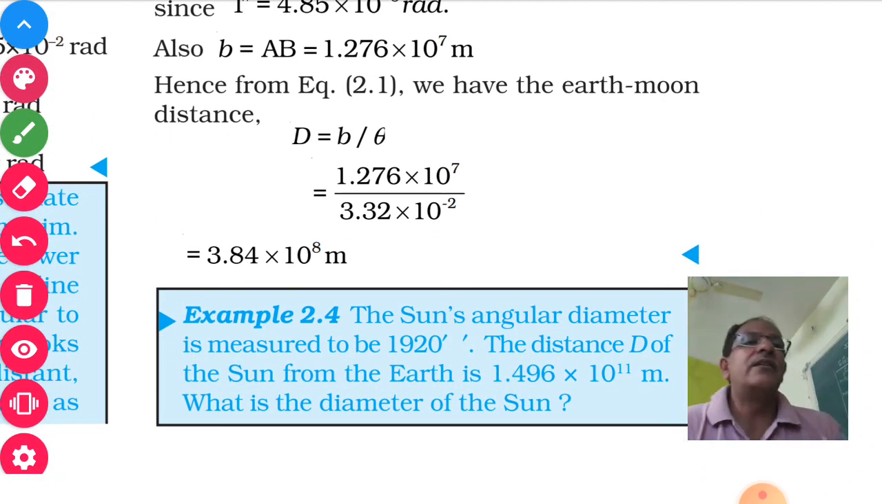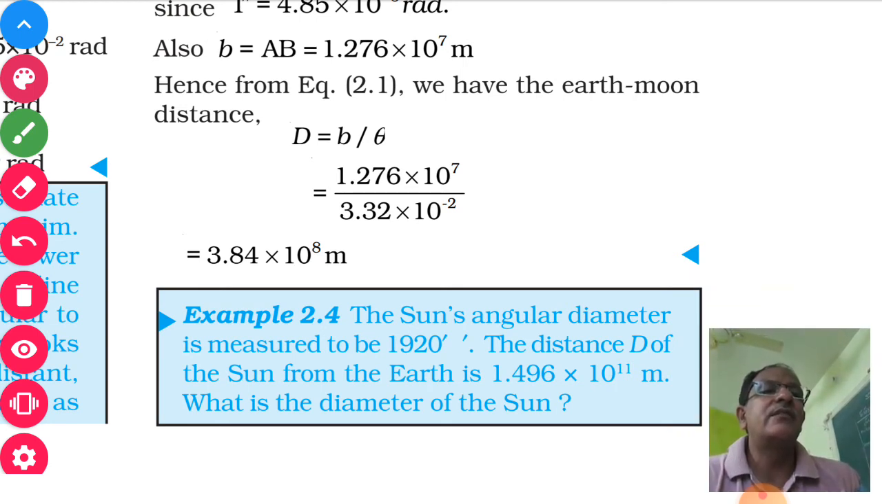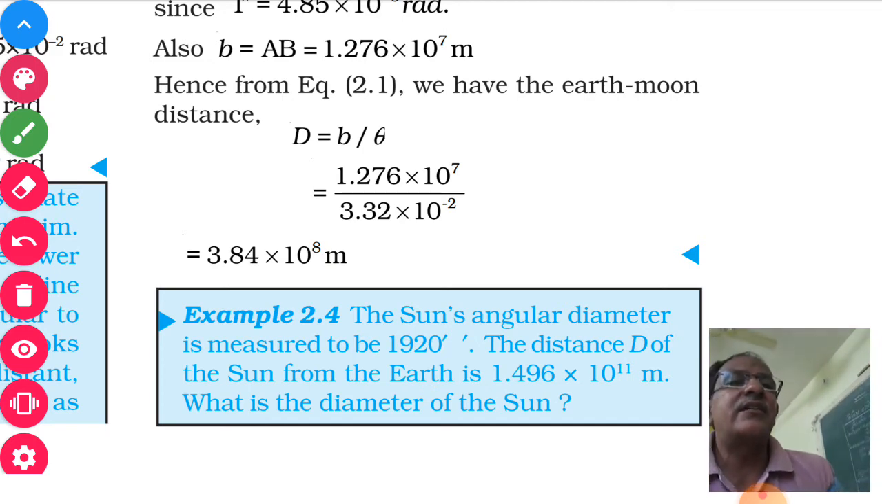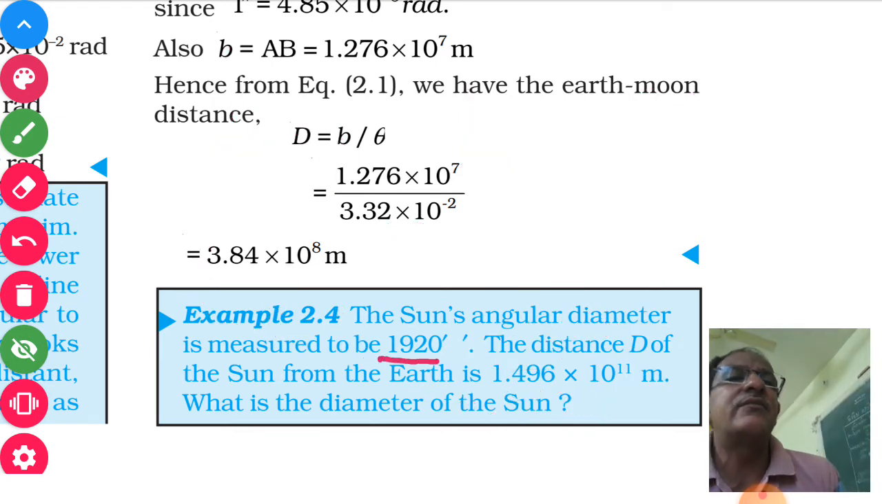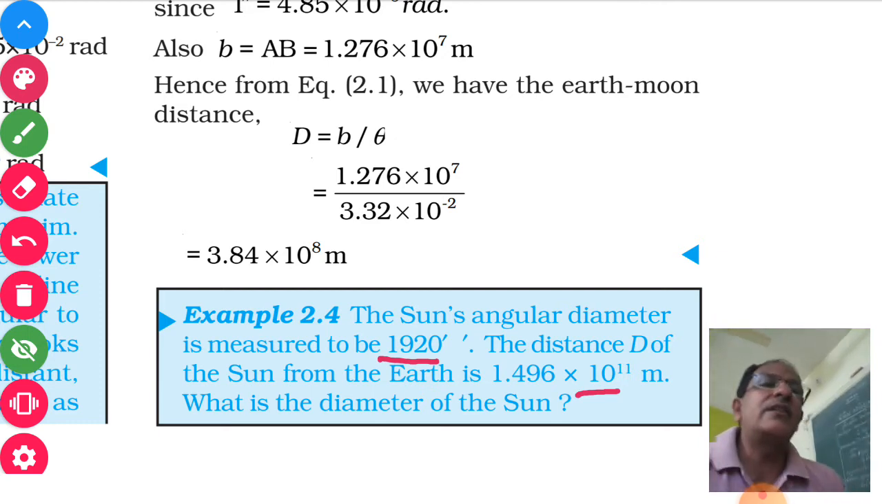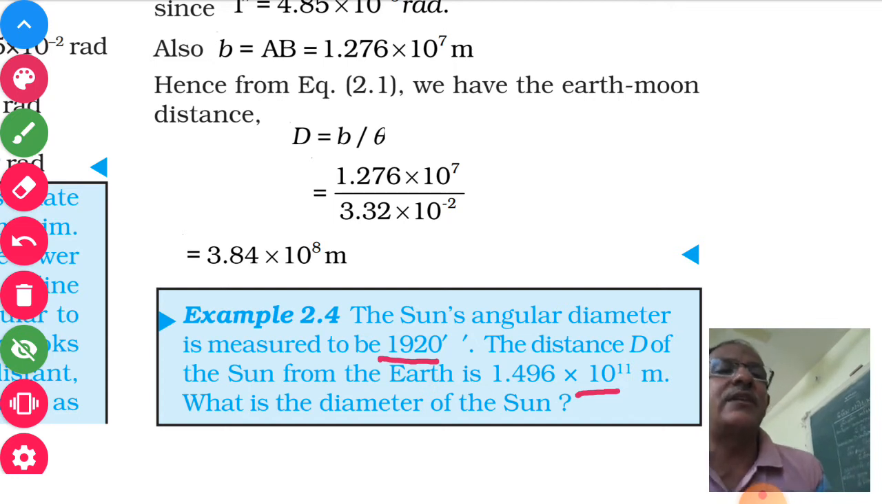Now we have another example. The sun's angular diameter is measured to be 1920 seconds. Now it is in seconds, try to understand. This value which is given to us is in seconds. The distance D of the sun from the earth is also known to us. What is the diameter of the sun? So the angular diameter is known to us, and we want to find out the diameter of the sun.